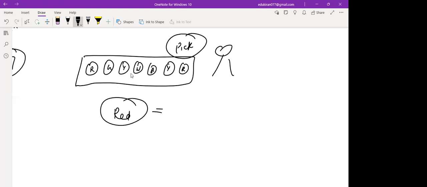So you will first count how many red balls are there. 1, 2, 3. So you wrote 3, right? That there are 3 chances that you will get a red ball. And now, how many total balls are there? 1, 2, 3, 4, 5, 6, 7. So 3 by 7 is your probability. Clear? Yes, ma'am.